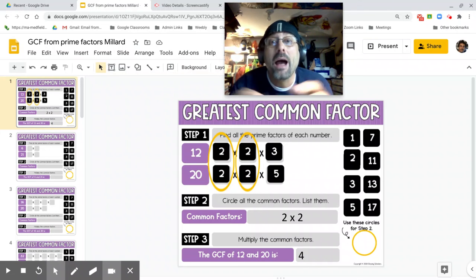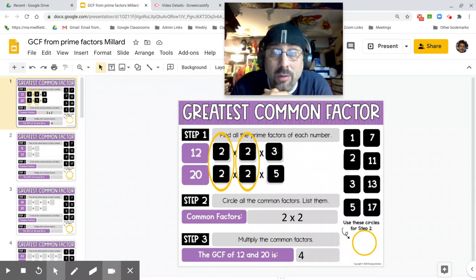Nice job. Now, see if you can do the same thing down through the other slides. Let's find the GCF of each pair of numbers using prime factorization and looking for common factors. Good luck!